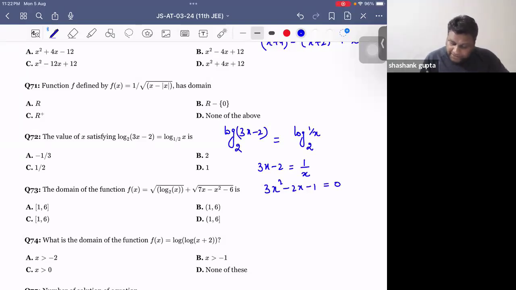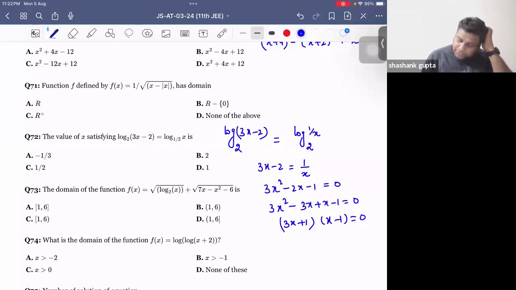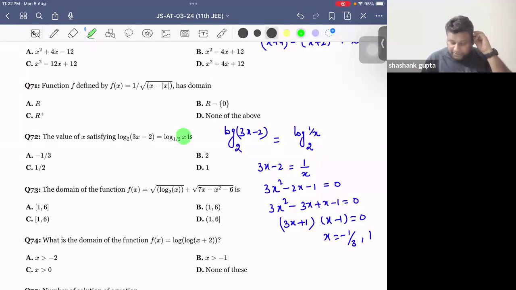Now if you simplify it, it will be 3x square minus 3x plus x minus 1 equals 0. So (3x plus 1)(x minus 1) equals 0. So values of x will be minus 1 by 3 and 1. Now see, minus 1 by 3 cannot be the correct answer because x has to be positive. 1 is the correct answer. It is satisfying the equation also.